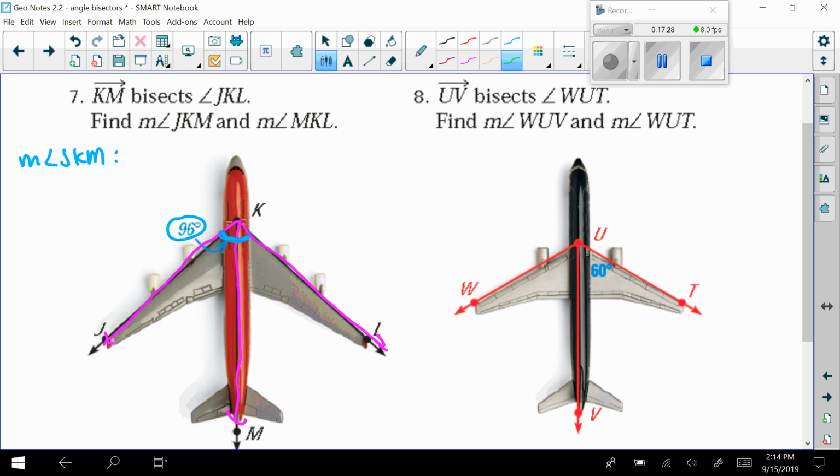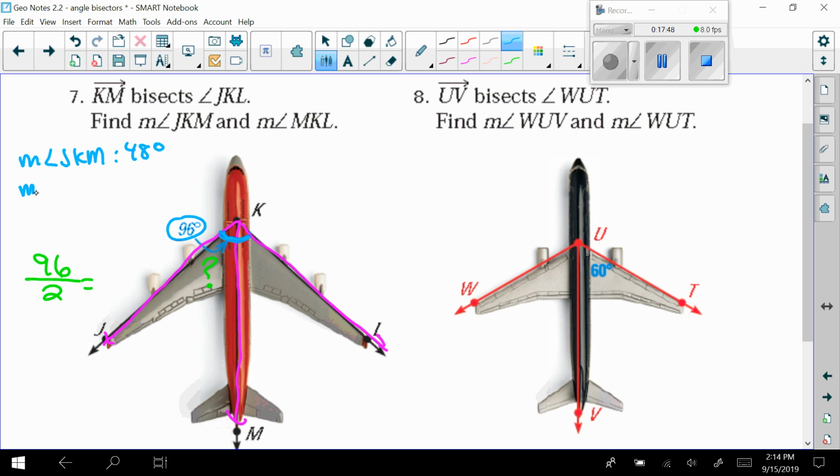Let's see if it's green. Yeah, is that angle, just that angle, right? So we need to take that 96, remember these are two equal parts, so we can take 96 and divide it by 2, and that will tell us what the measurement is, and the measurement would be 48 degrees.